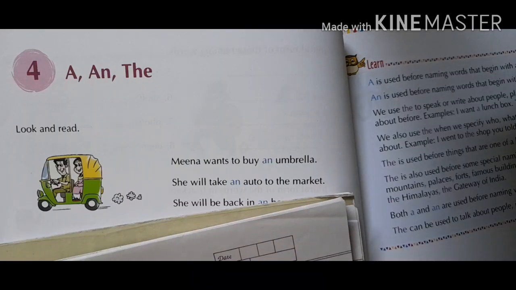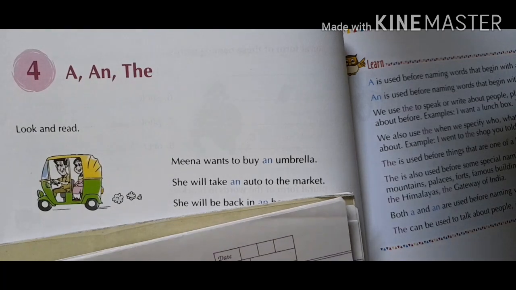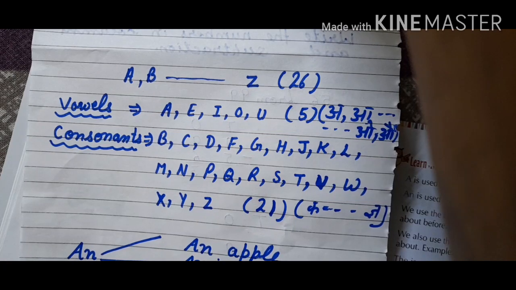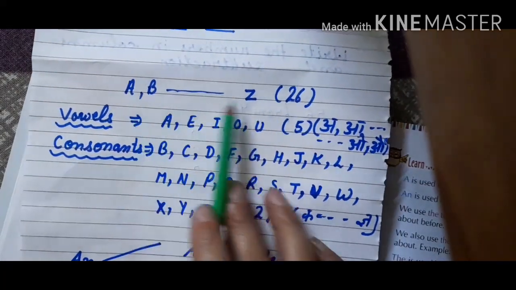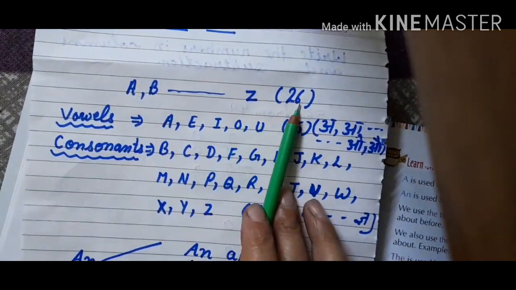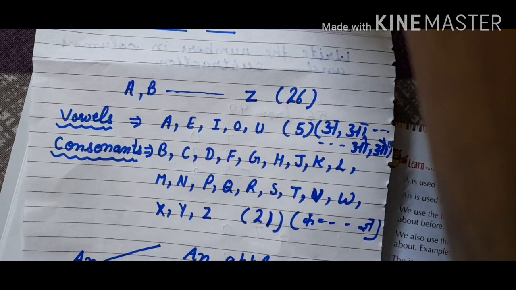So students, now we will start our English language chapter. Our today's topic is use of articles a and the. But before starting the articles, we shall know about the English alphabet. So students, there are 26 letters in the English alphabet. From A to Z, we have 26 letters. The English alphabet consists of 26 letters in all.